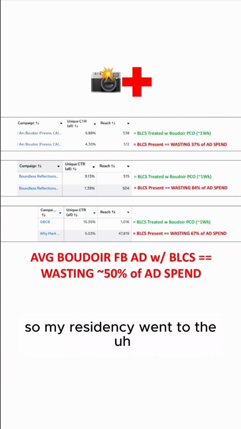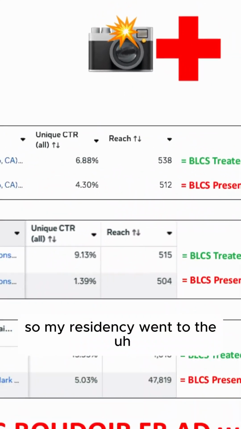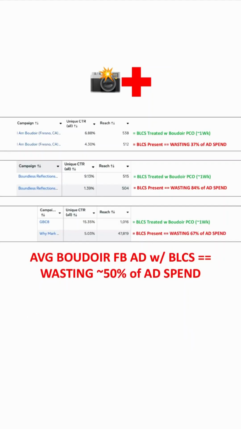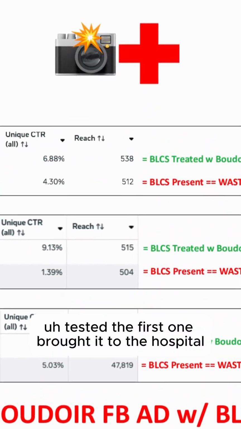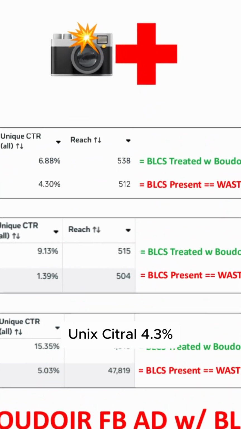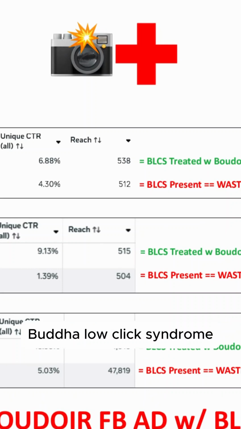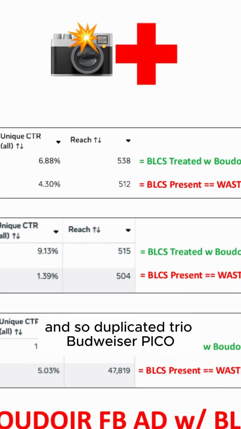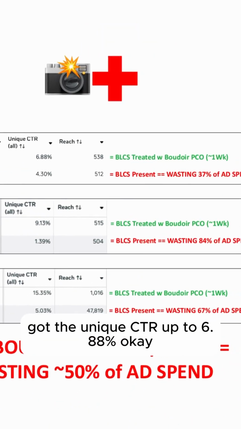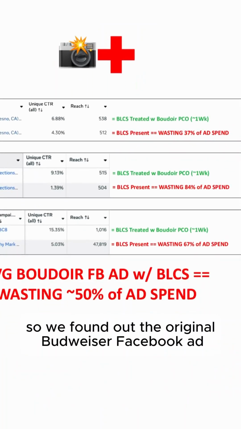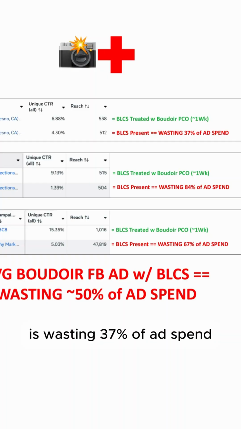So my residency, basically found some Boudoir Facebook ads out in the wild. Tested the first one, brought it to the hospital, unique CTR 4.3%. So BLCS is present because unique CTR is under 6%, Boudoir low click syndrome. So duplicated, treated with Boudoir Pico, got the unique CTR up to 6.88%. So we found out the original Boudoir Facebook ad was wasting 37% of ad spend.